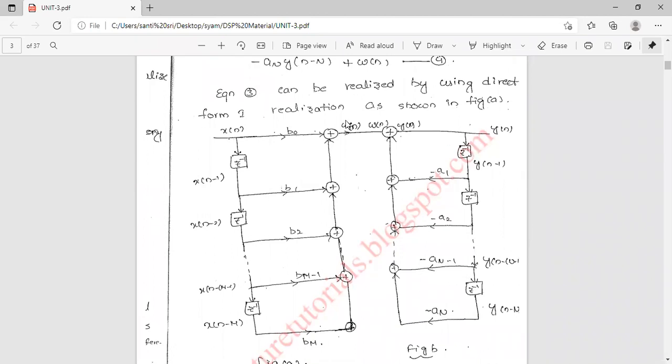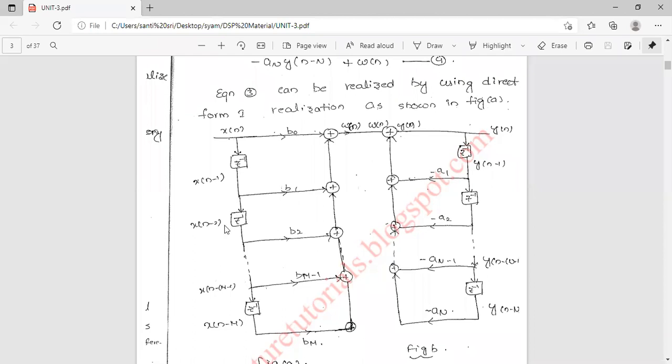So first of all, x of n into b naught plus b1 into x of n minus 1. How to get x of n minus 1? Z power minus 1 and x of n is nothing but x of n minus 1. Similarly, z power minus 1 and x of n minus 1 is equal to inverse z transform, this is x of n minus 2.